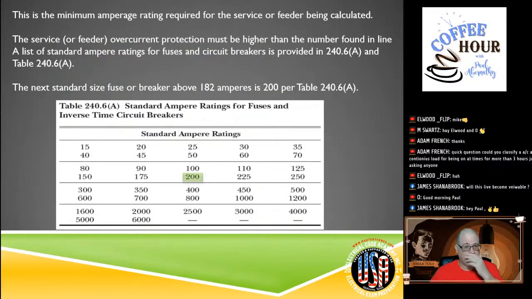Okay, so the next step we're going to do is, I have 182 amps. I need to know what size overcurrent device do I protect with? Well, if you go to 240.6(A) and look, you'll see that 175 is not going to work for me because I have 182 amps. The next size up would be a 200 amp. So it's going to be a 200 amp circuit breaker in my case.